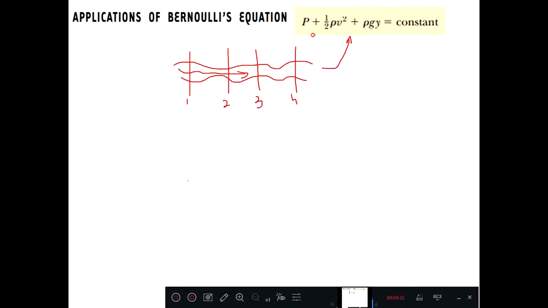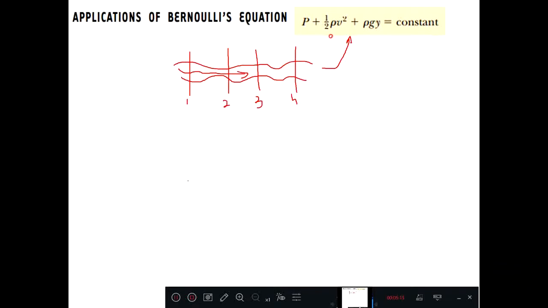But what exactly does this equation tell? At a particular section, one form of energy decreases and another form of energy increases. But when you take the sum together, it remains constant. That is the law of conservation of mass. Means, with the expenditure of one energy, the other energy gets added, and at last the sum, the total energy, remains constant at that particular section. That is Bernoulli's equation.